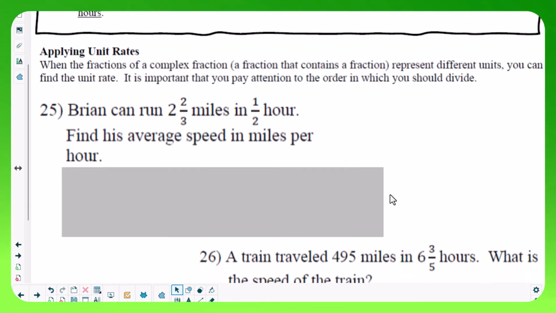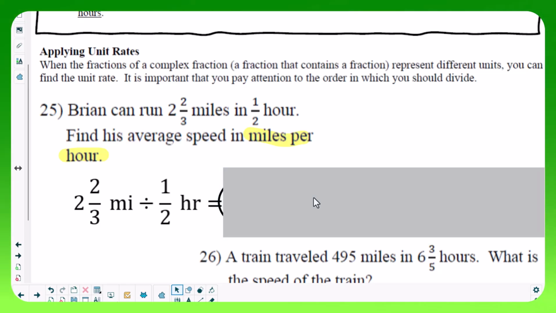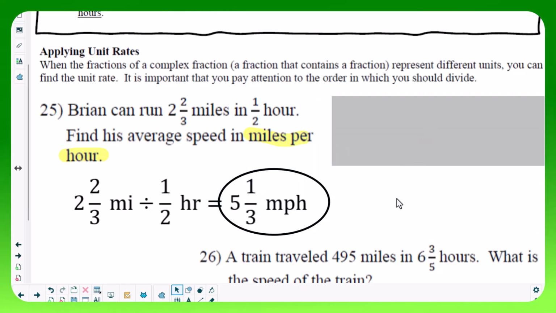So let's look at number 25. Brian can run 2 2/3 miles in a half hour. Find his average speed in miles per hour. Again, we see here we're finding miles per hour. We want to take the number of miles, which is 2 2/3, divide that by the number of hours, which is 1/2, and we end up getting 5 1/3 miles per hour for his speed that he is running.